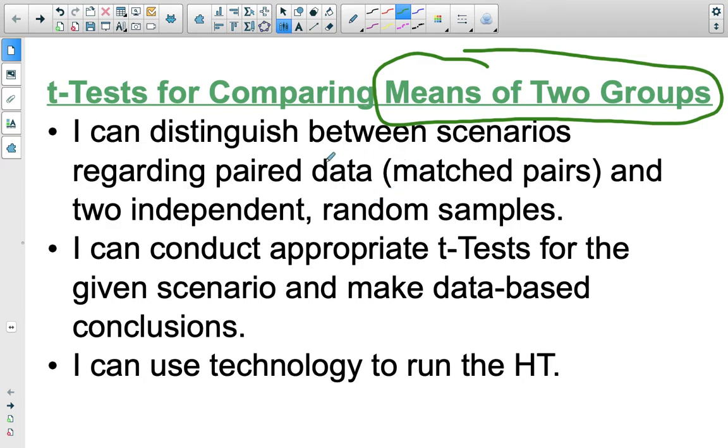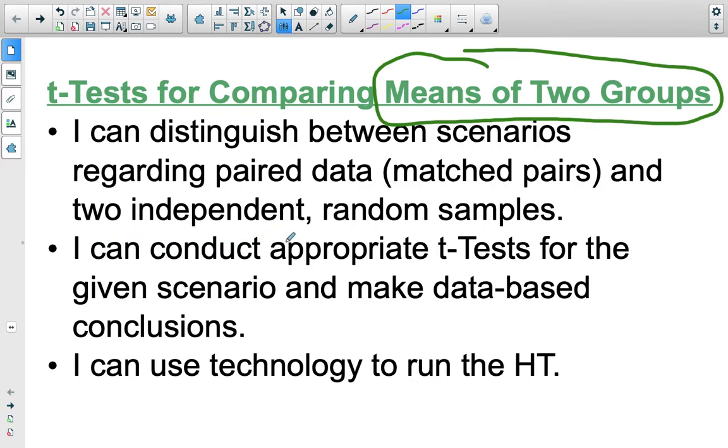So in the one situation, paired data, matched pairs, we may have one population with one sample of something like that, or some experiment where the data is paired in a meaningful way. The independent random sample scenario, maybe you have two populations you're trying to compare, and you take a random sample from each, and then you're going to compare their averages.